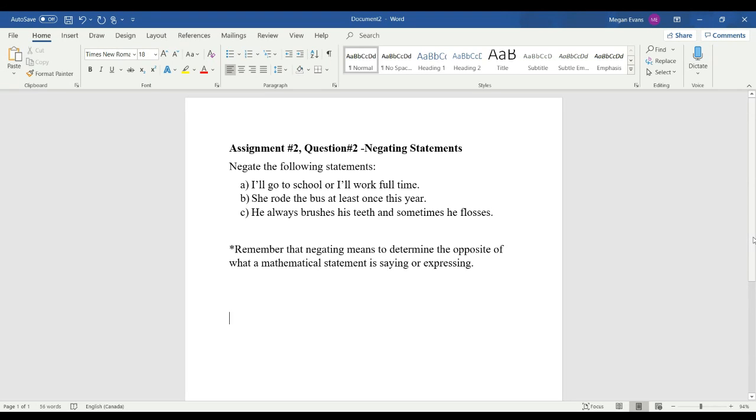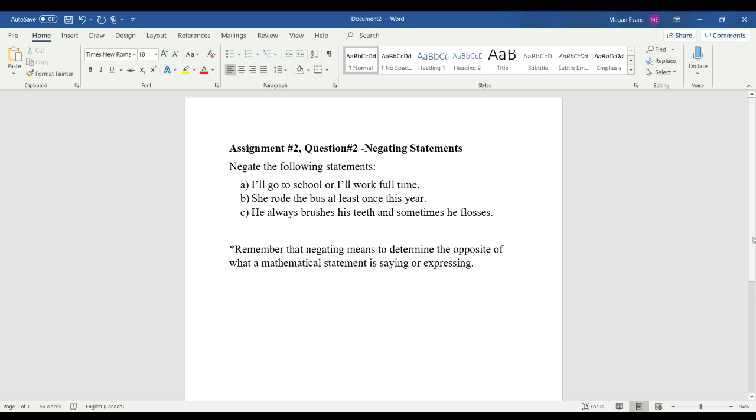Doing assignment number 2, question 2, which is going to be focusing on negating statements. So the question is, negate the following statements. I'll go to school or I'll work full time. She rode the bus at least once this year. And the last one is going to be, he brushes his teeth and sometimes he flosses.